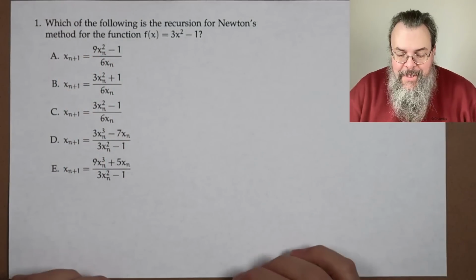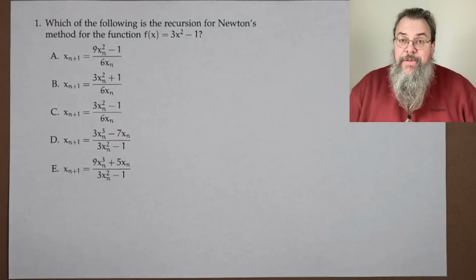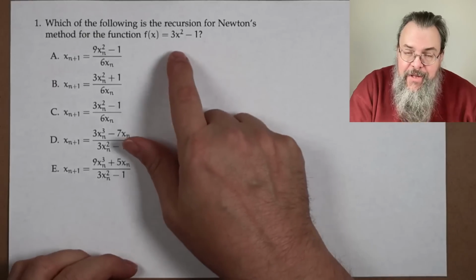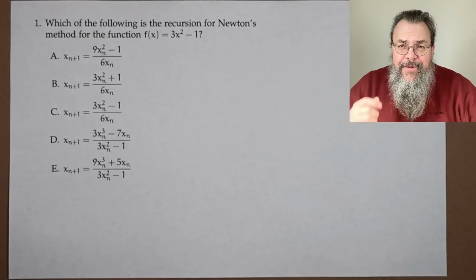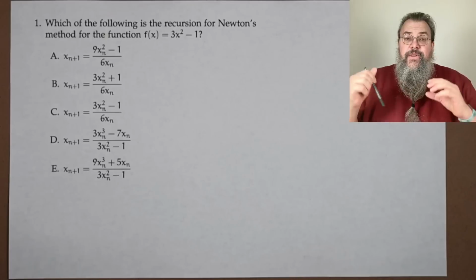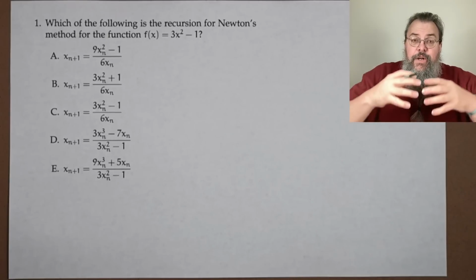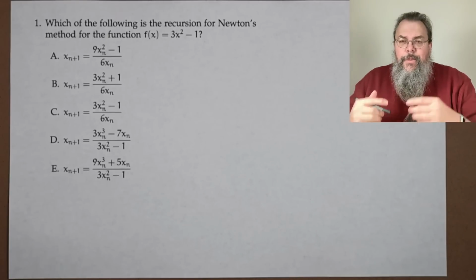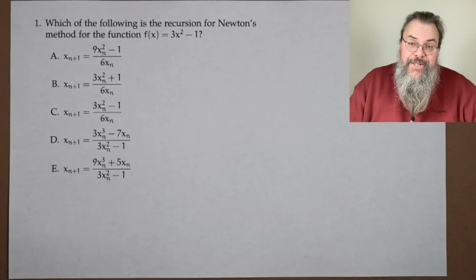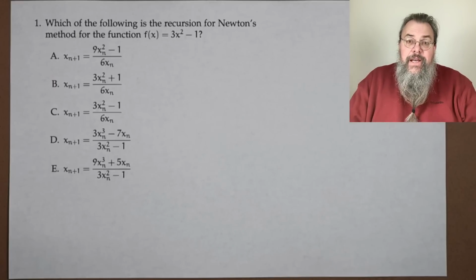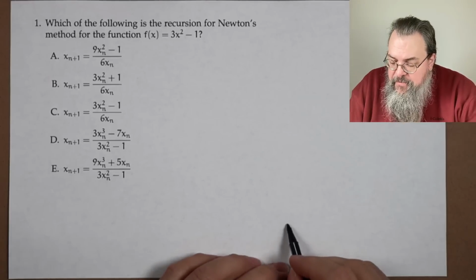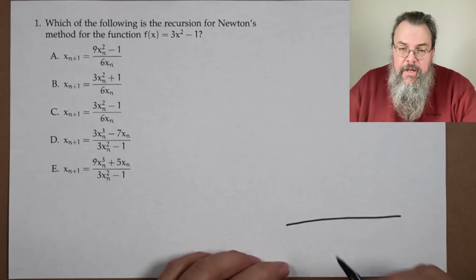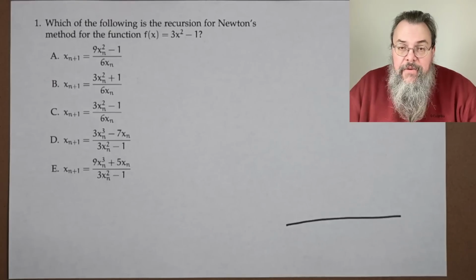Which of the following is the recursion for Newton's method for the function f of x equals 3x squared minus 1? All right, great way to start the test, a Newton's method problem. So Newton's method is about finding roots to polynomials, more accurately finding good approximations to roots to polynomials. Now, how does it work? And let's just remind ourselves, because when in doubt, we can always rederive it.